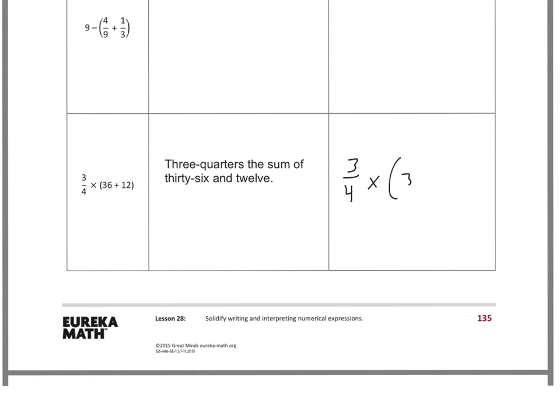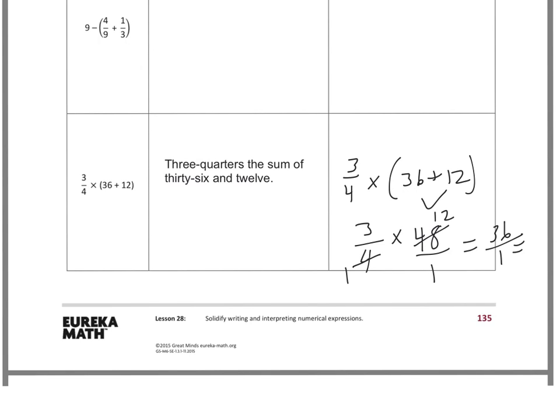So I have to do 36 and 12 first because they're in parentheses, and I know that in my word problem I have to find the sum of this first. 36 and 12 is 48, and then I can multiply that by 3/4. So again, I see that I can do a little bit of reducing or canceling, and I'll end up with 36 over 1, which equals 36.